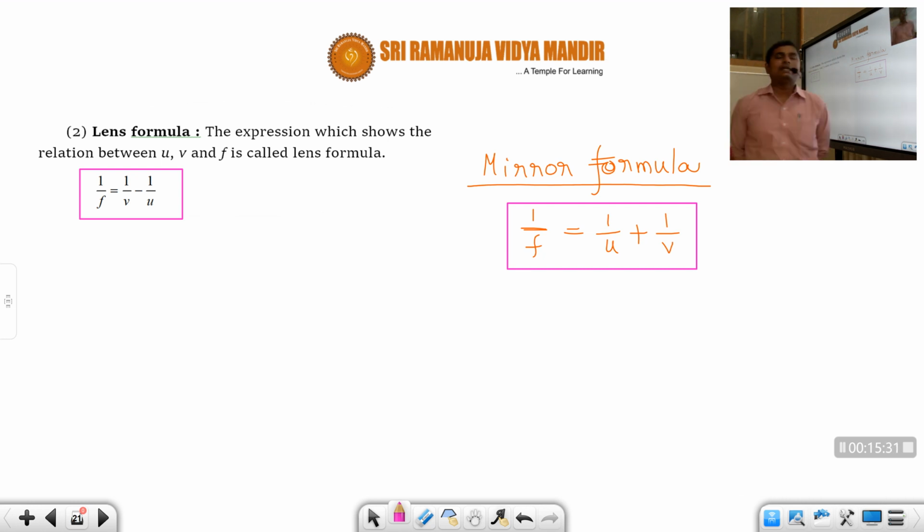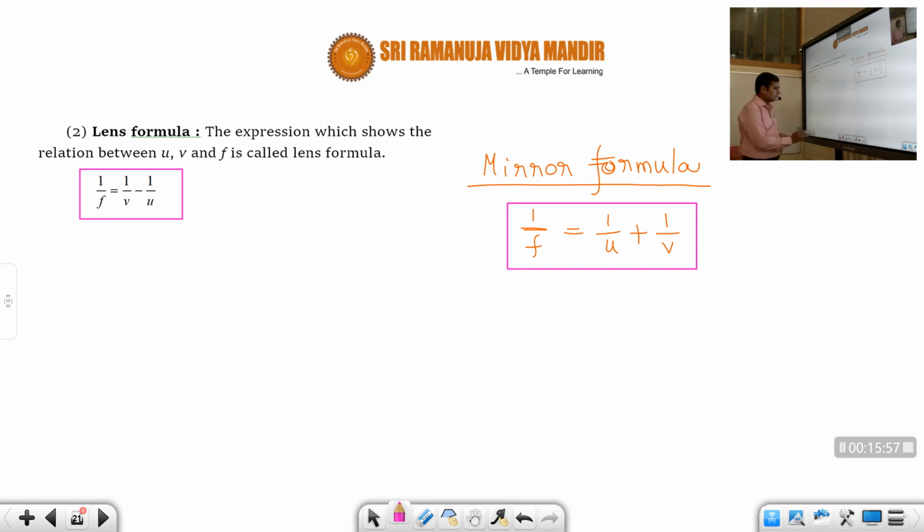Now, since we are studying the lens formula, there will be some problems where both lens and mirror will be there in the problem. So, you should be careful while solving problems of mirror and lens. Mirror formula is 1 by f equal to 1 by u plus 1 by v, whereas lens formula is 1 by f equal to 1 by v minus 1 by u. So, you should always remember the difference between these two formulas.